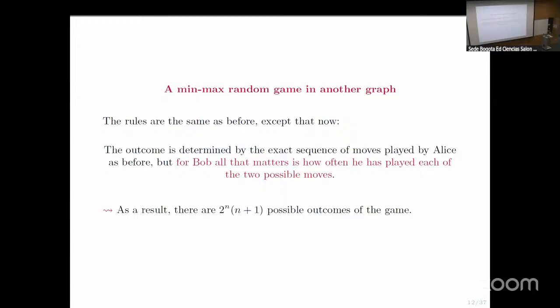So how many possible outcomes do I have here? I have 2^n that are the possible outcomes that the tree of Alice gives me. And then I have n+1, because Bob can play 0 times one of the two moves or can play n times one of the two moves. So in total, he has n+1 possibilities. So there are in total 2^n times n+1 possible outcomes for this game. So there are fewer outcomes compared with the previous one.